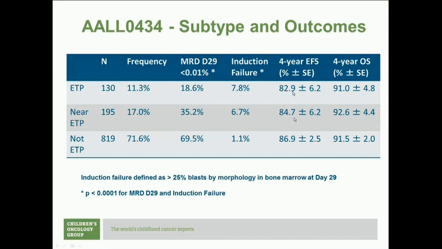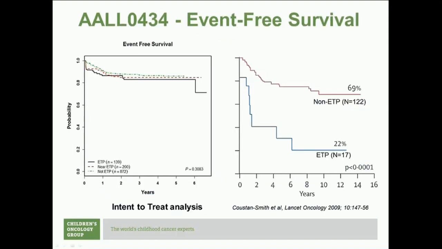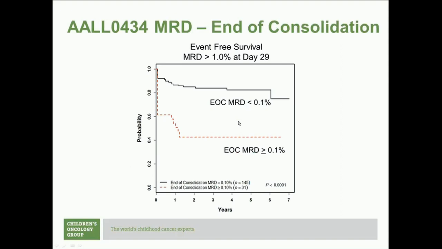But if we look at our survivals for all of those groups, they're exactly the same. So ETP, near ETP, not ETP: 82.9, 84.7, 86.9%, and four-year overall survival in the 90s. So the worst players had exactly the same and even better event-free survival. And this just depicts the event-free survival of ETP, near ETP, not ETP, and shows what a contrast it was to what the historical controls had been.